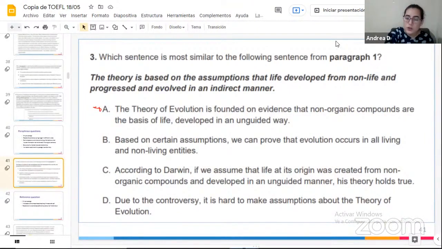The theory of evolution is founded on evidence that non-organic, what is this? Non-organic compounds are the basis of life built in an unguided way. Okay, D for sure wouldn't be the one. Okay, let's go eliminating options, right?